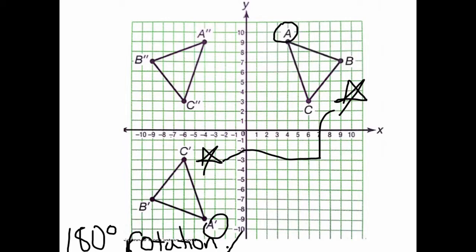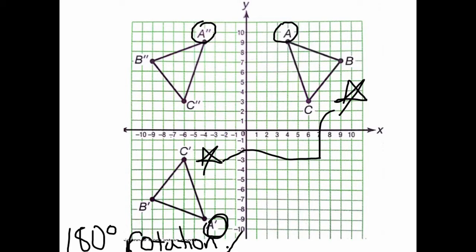Now I need to figure out how I get from A prime, B prime, C prime to the A double prime, B double prime, C double prime triangle. Again, I need to ask myself, is this a translation, a reflection, or a rotation? I can cancel out translation because the letters do not have the same orientation. If they did, they would look exactly the same. They'd be pointing the same way and everything. So I'm going to try reflection.